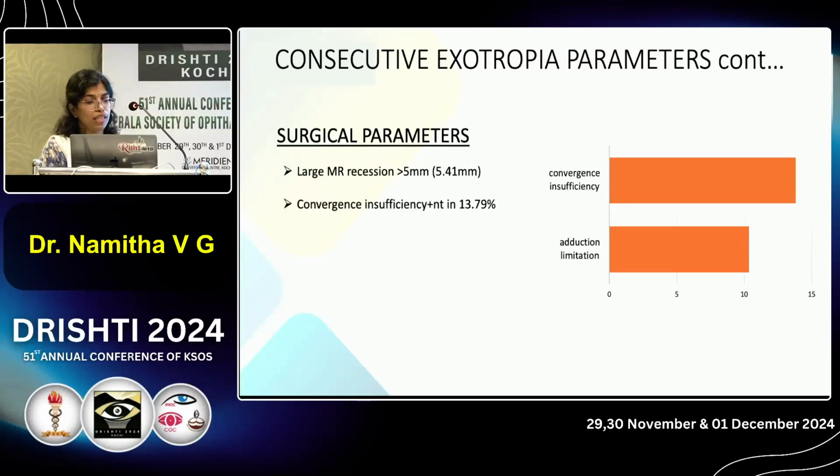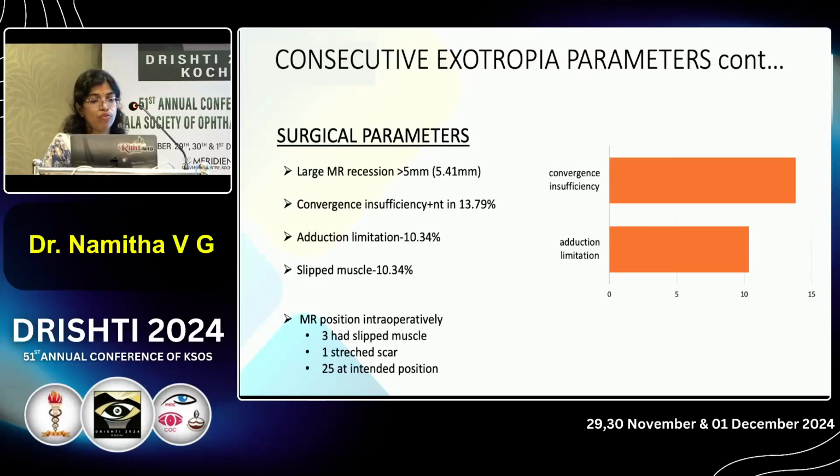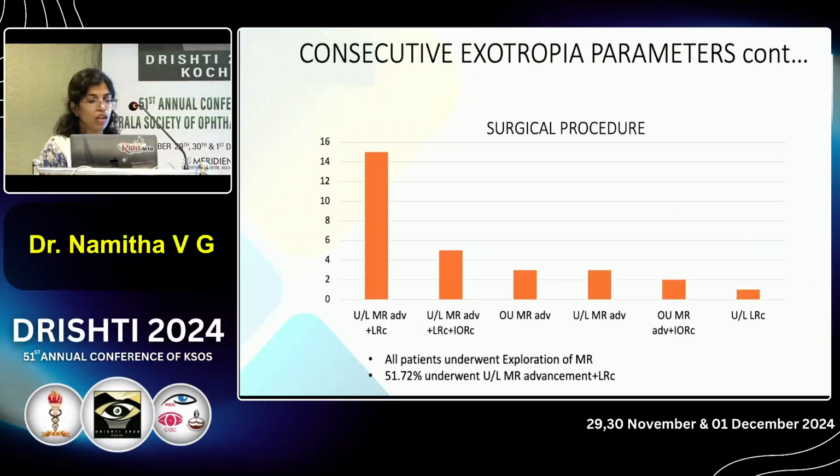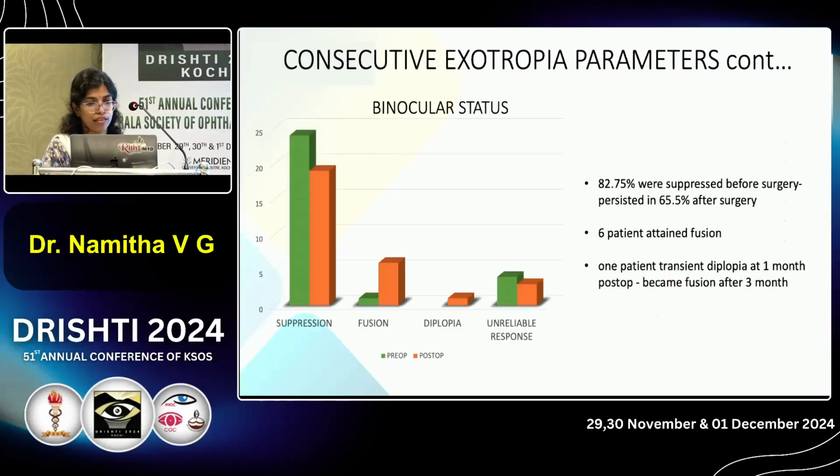13.79% had convergence insufficiency, 10.34% had adduction limitation, 10.34% had slipped muscle, and we found that medial rectus at intraoperatively, three patients had slipped muscle, one patient had a stretch scar, and the rest all had a medial rectus at indented position. All the patients underwent exploration of medial rectus, and 51.72% of patients underwent unilateral medial rectus advancement with ipsilateral lateral rectus weakening.